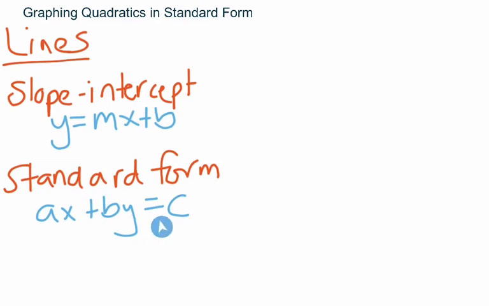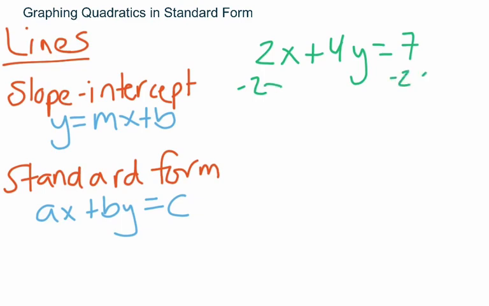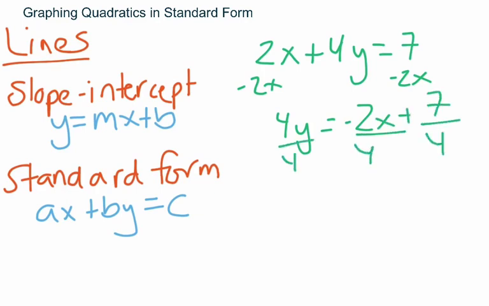And you can go from standard form into slope-intercept form. So if I gave you an equation like 2x plus 4y equals 7, and then you can subtract the 2x from both sides. And you get 4y equals negative 2x plus 7, and then you would divide everything by 4, and you get y equals negative 1/2 x plus 7/4. What I did there was I simplified 2/4 into 1/2, and then this is lovely. Yeah, that's just how it comes out.